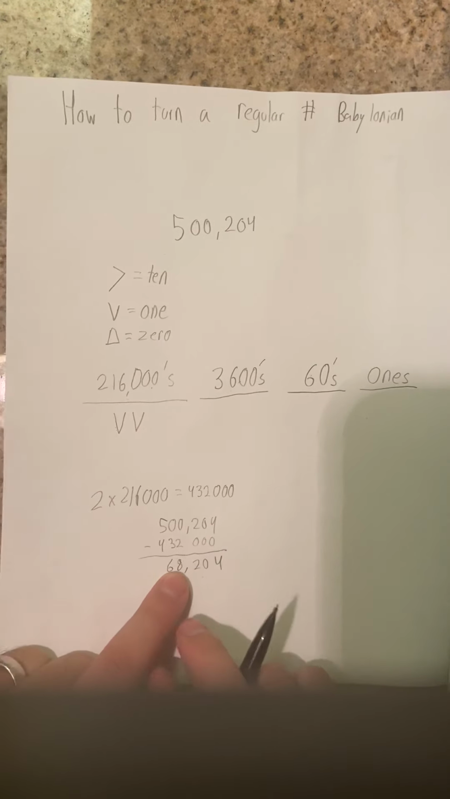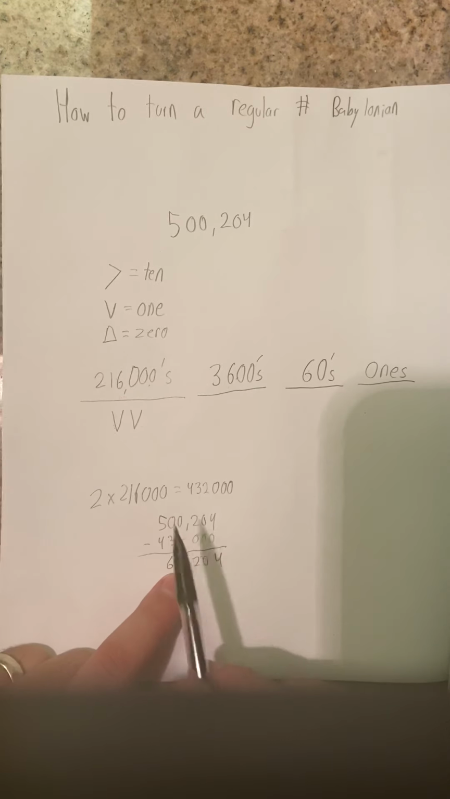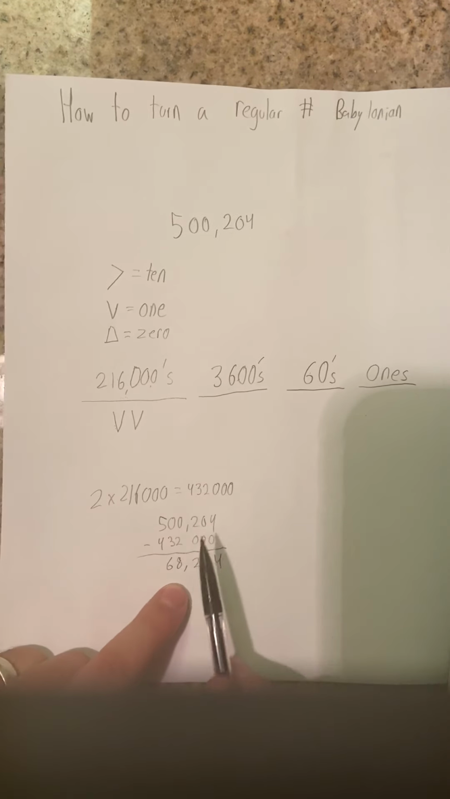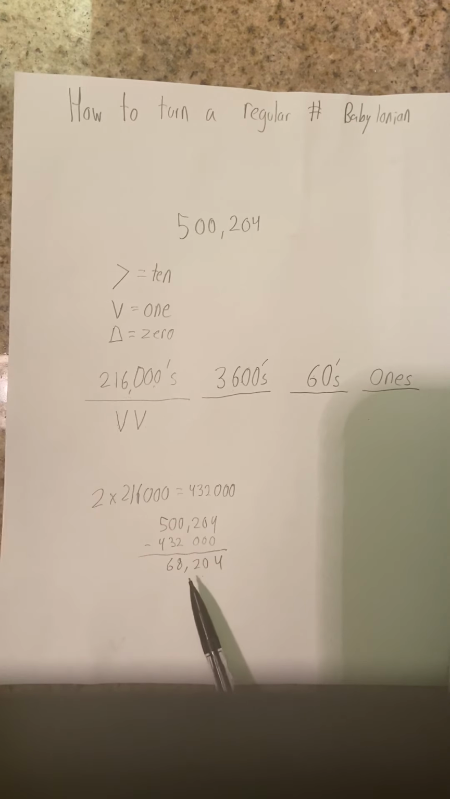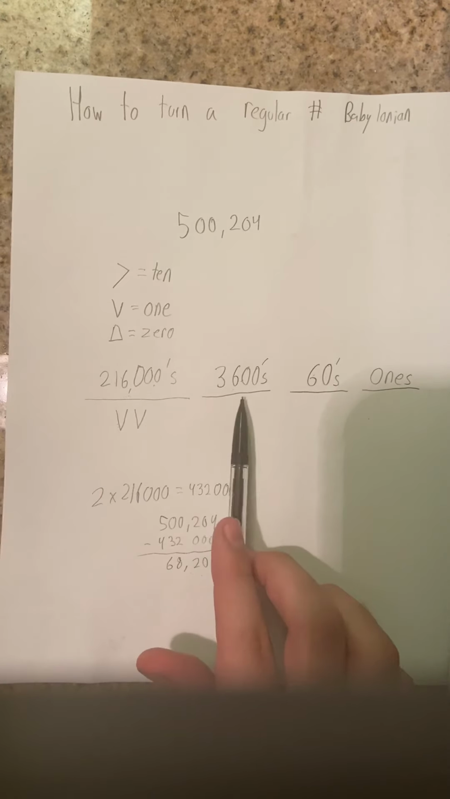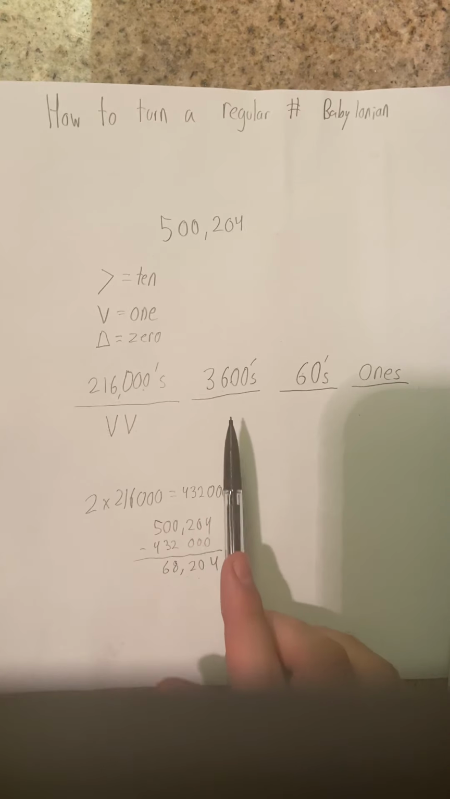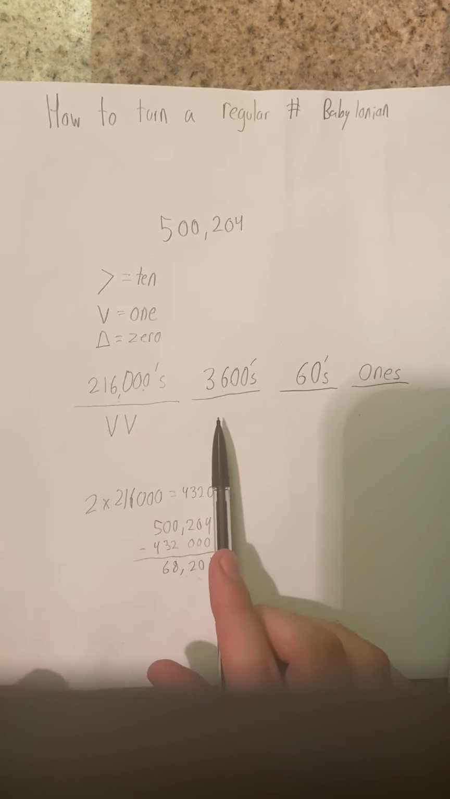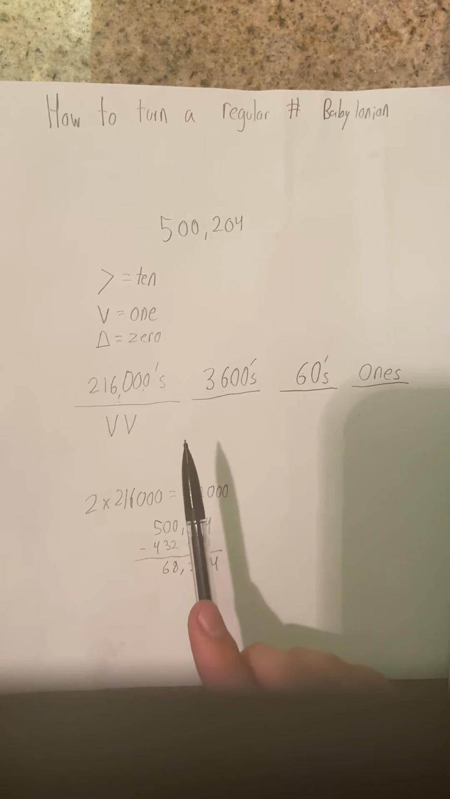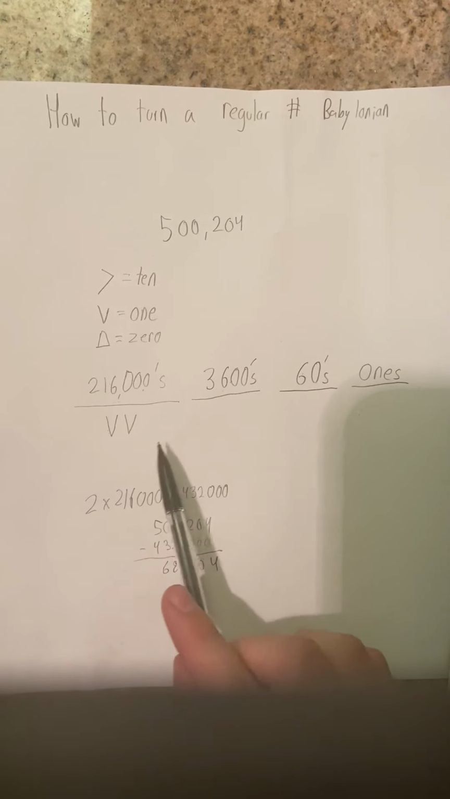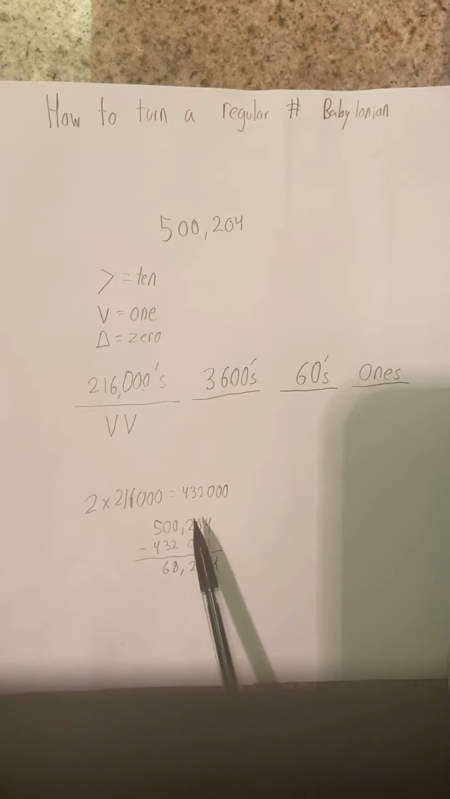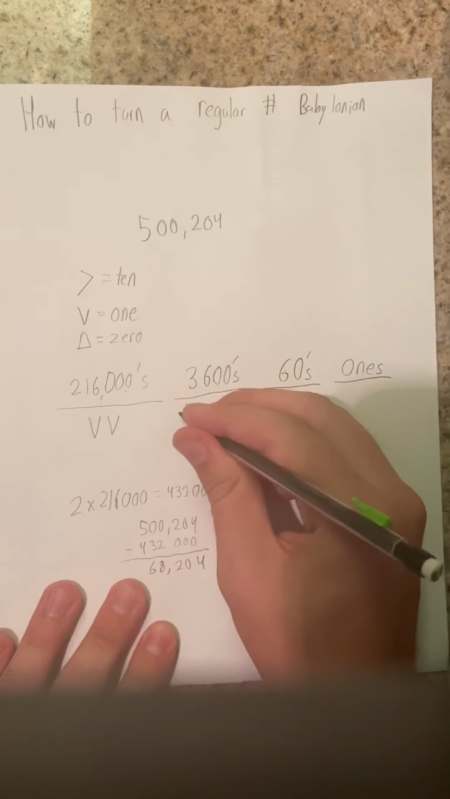So then we ask ourselves, how many 3600ths fit into 68,204? And of course, that's a division problem. You're asking yourself, how many groups of 3600 can I make with 68,204? So you need to divide. You go 68,204 divided by 3,600. And what you're going to get is that there are actually 18 3600s in this number. Okay? So what we do is we put an 18.